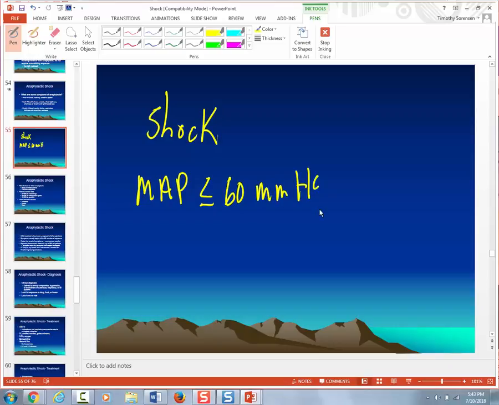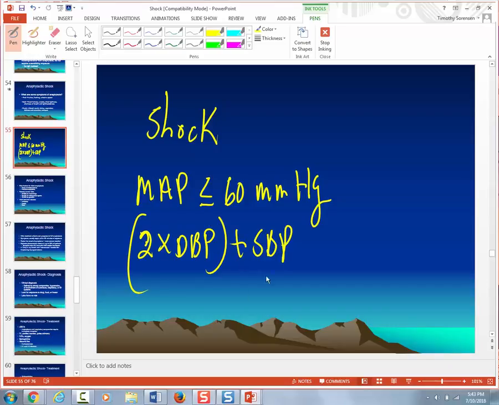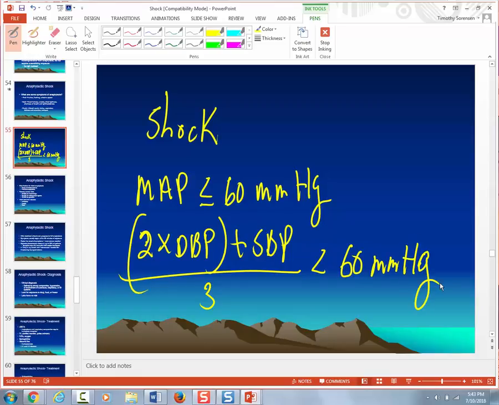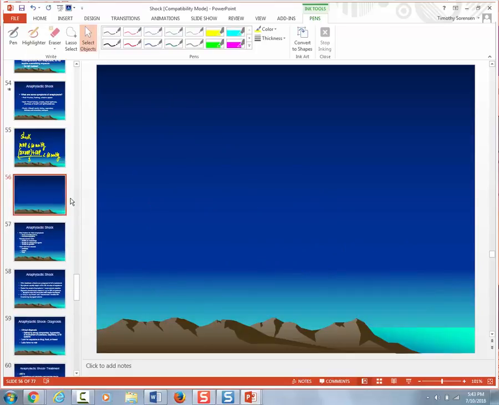And how you calculate mean arterial blood pressure is 2 times the diastolic blood pressure plus the systolic blood pressure divided by 3. So if it's less than 60, then you cannot perfuse your brain and vital organs, and by definition, you are in shock. All right? So the different types of shock, and I'll go through each one.